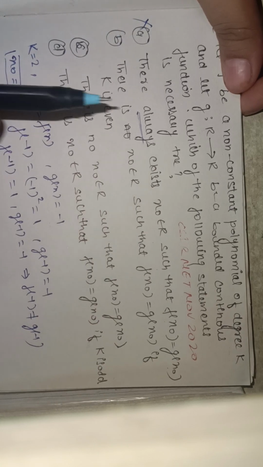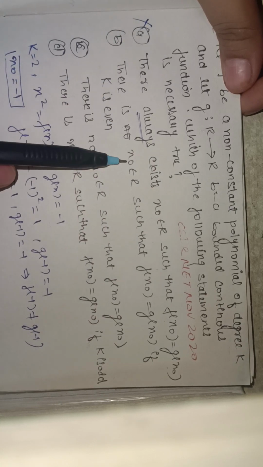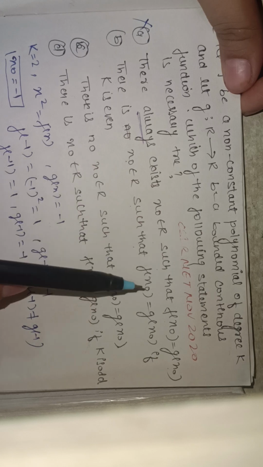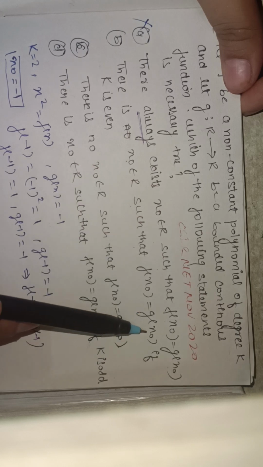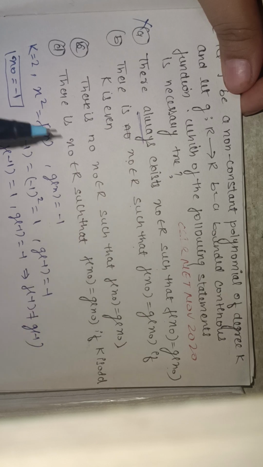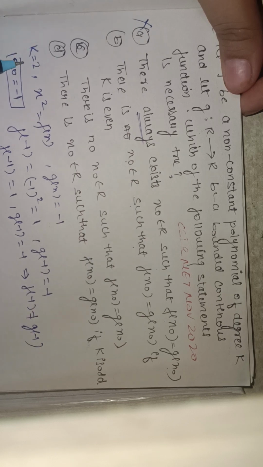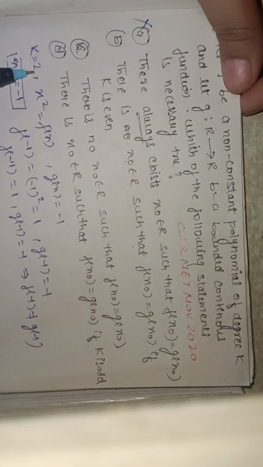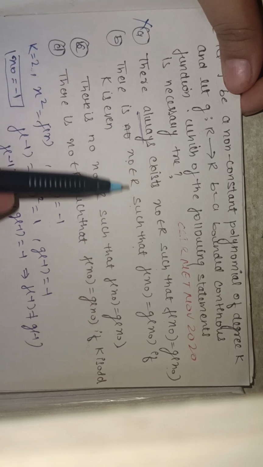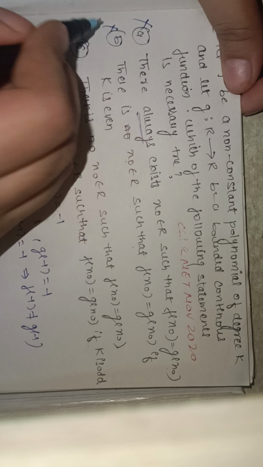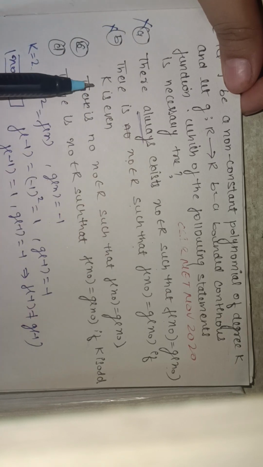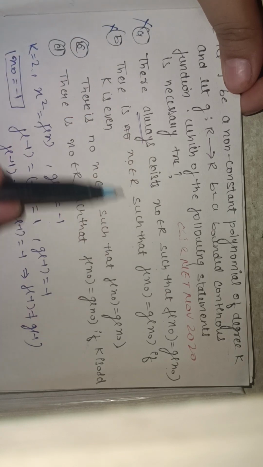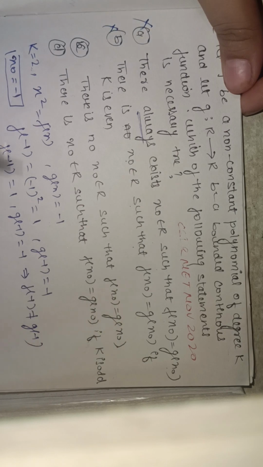Next, there is x0 belongs to R such that f(x0) is equal to g(x0) if k is even. So if k is even, the same example works for this question also. Let k equal 2, and for the same we see that there is no such even k for which this condition is true. So this option is also wrong.